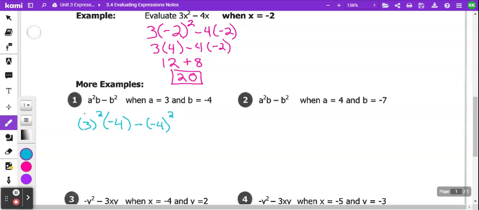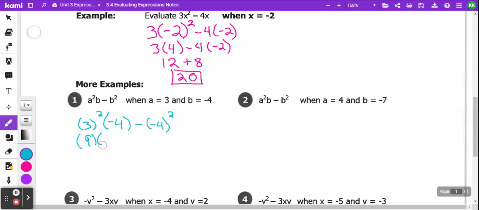So first I plugged my numbers in. I substituted my numbers in for my variables. And now I used order of operations. So there's nothing in the parentheses again. That's just showing that that's where my term is, or that's where my number is that I substituted. So I do 3 squared, which is 9.